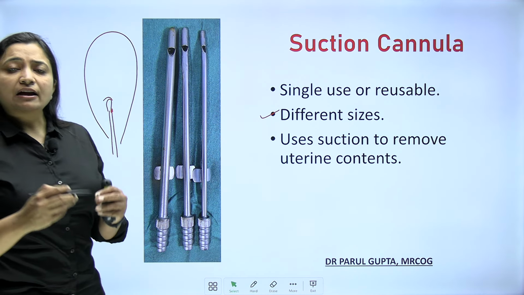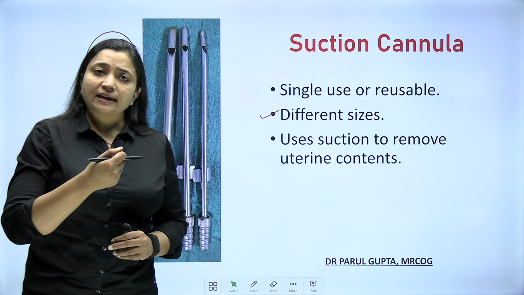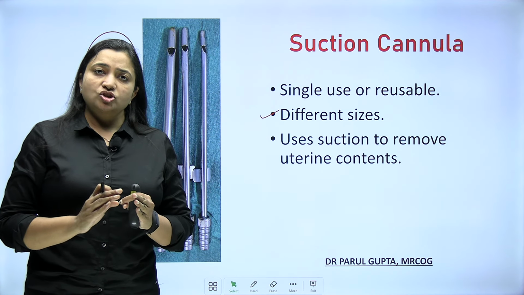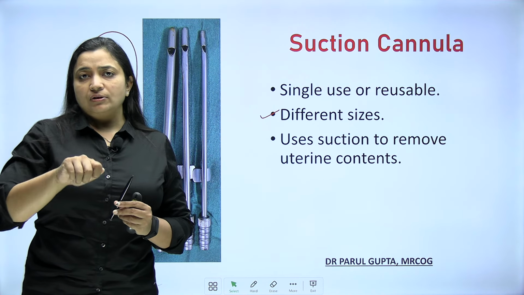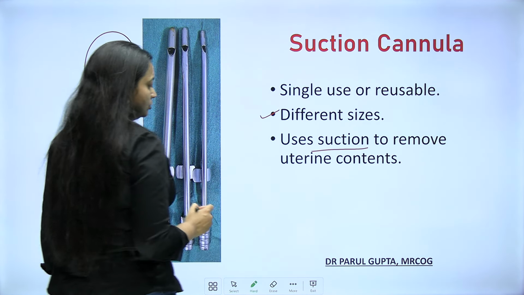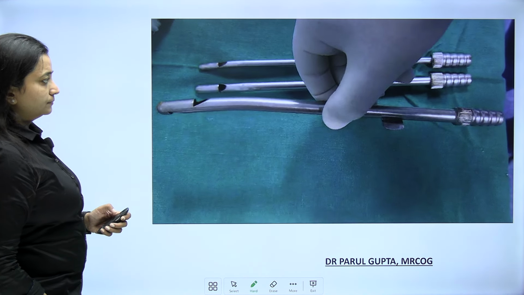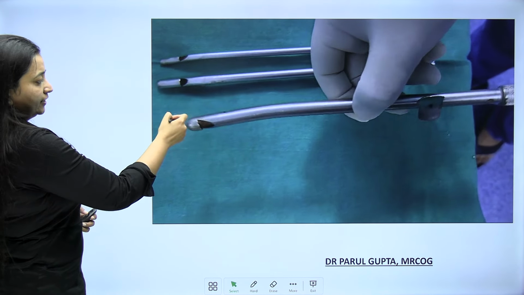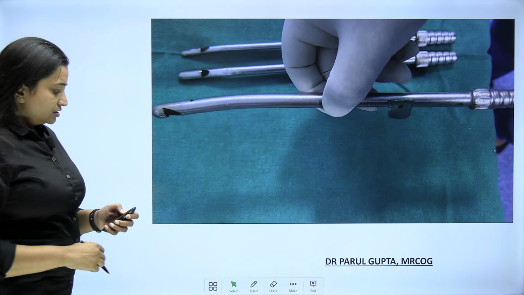So, if you are evacuating an 8-week size uterus, you will dilate till number 9, but you will put a cannula of number 8. The cannula size always corresponds to the weeks of gestation, but dilatation is +1 because we need a smooth movement of the cannula inside the uterus. It is used to suction out the uterine contents. This tip goes inside, it has 2 holes, and the material will come inside, and that portion is attached to a suction tubing which goes to the suction machine.